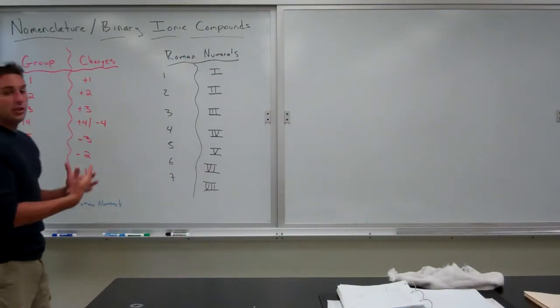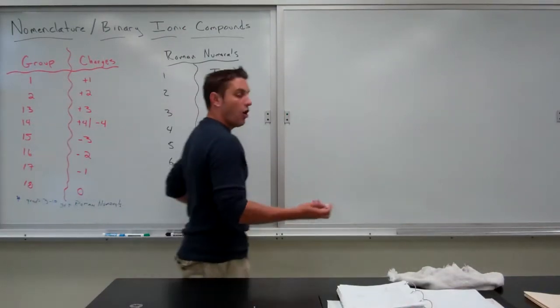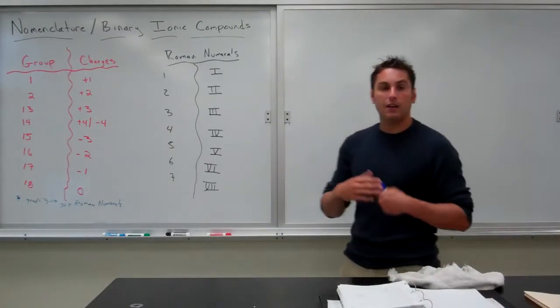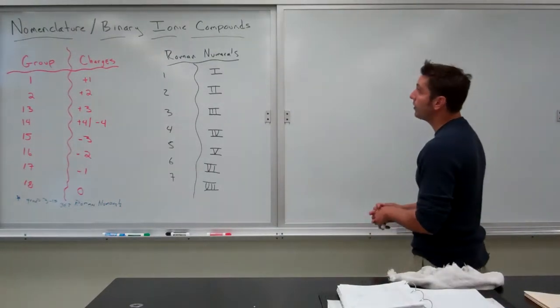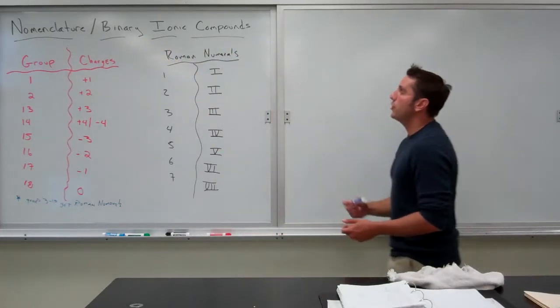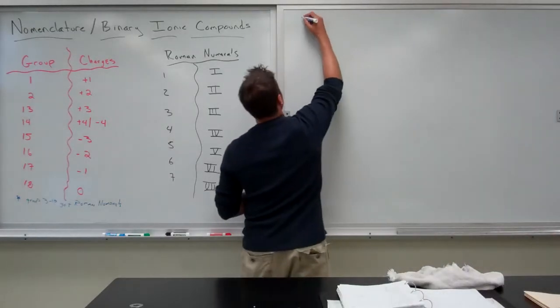So that's just a little bit of background information that we will need whenever we are trying to write the formulas or names of some different compounds that we'll work with. The latter half of this, like I said, is specifically focusing on binary ionic compounds. Right? So we're going to start that over here.